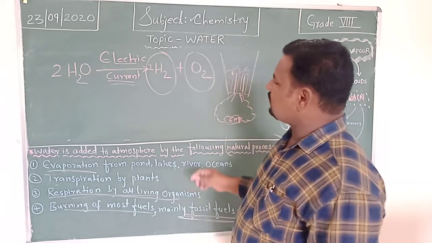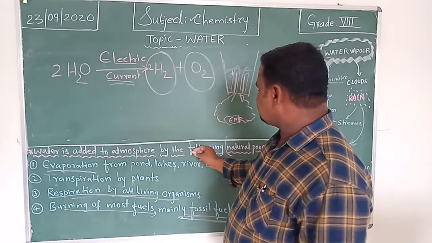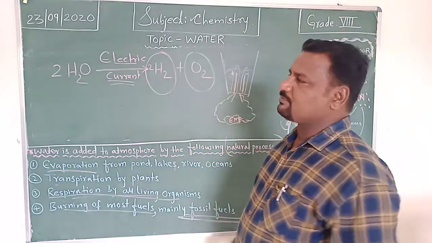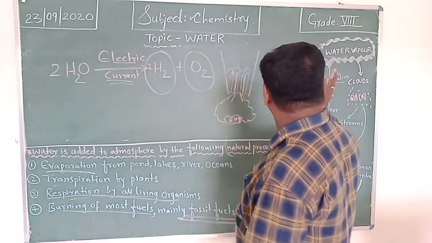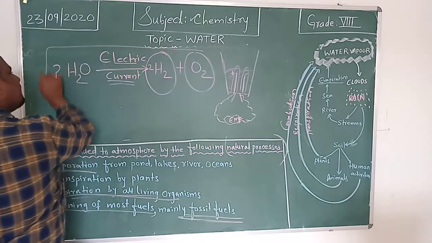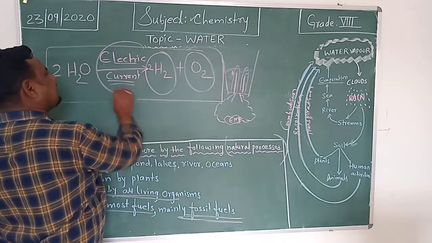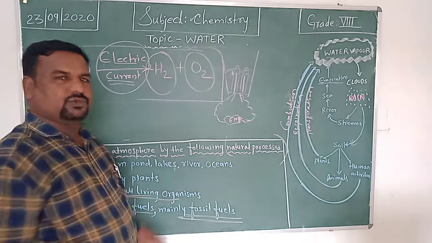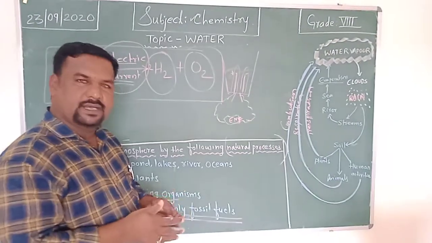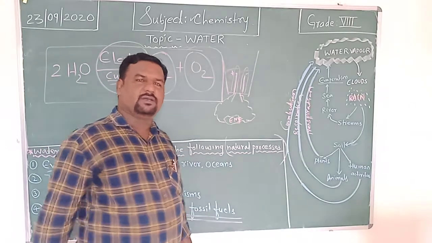So this is all about the addition of water by natural processes back to the atmosphere, and this is about the water cycle, and this is about breaking of hydrogen and oxygen present in the water by passing electric current. So this is all for today. The next part of this lesson will be continued in our next class.